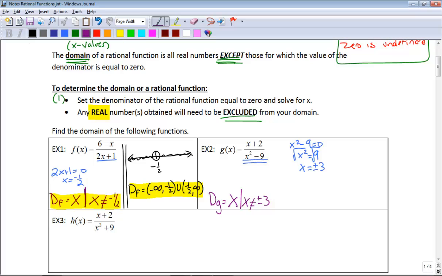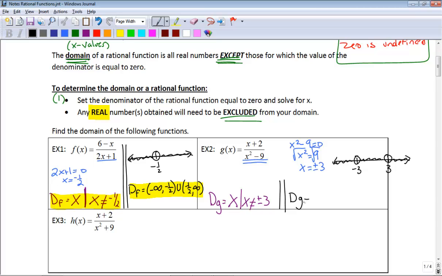All right, let's look at it again as interval notation. And again, it's easier to look at that if we put it on a number line. So the two numbers that I'm saying that I cannot be are negative 3 and positive 3. So I would have open circles at negative 3 and positive 3, and the rest of my number line would be shaded.